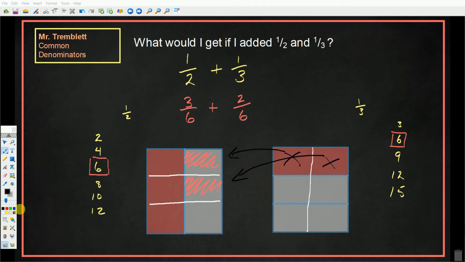So if we were to do 3/6 and 2/6, if the denominators are the same, it means the pieces are the same size. You have 3 pieces, you put 2 pieces with it, you now have 5 pieces. They are 6ths. Once the denominators are the same size, the question becomes much simpler. A lot of students want to add the denominators as well. That's not the case.